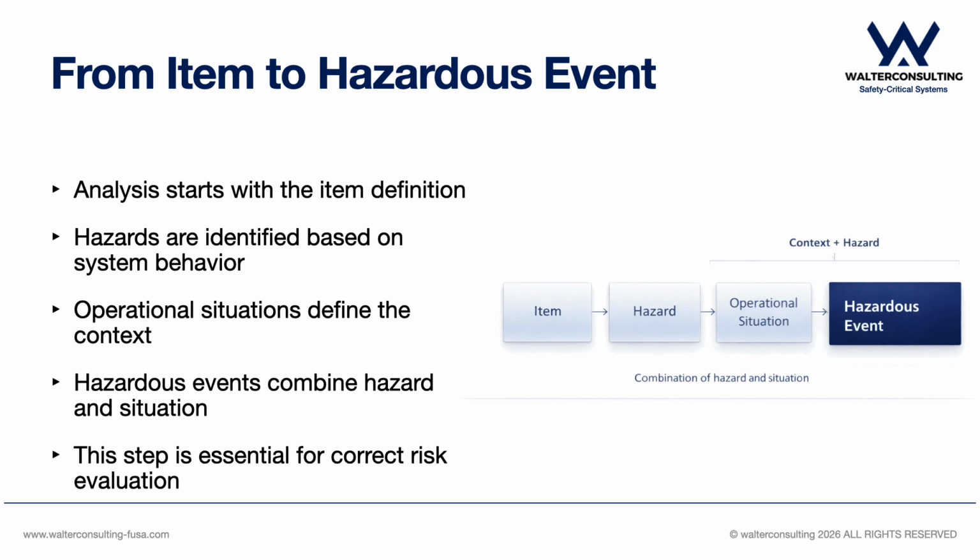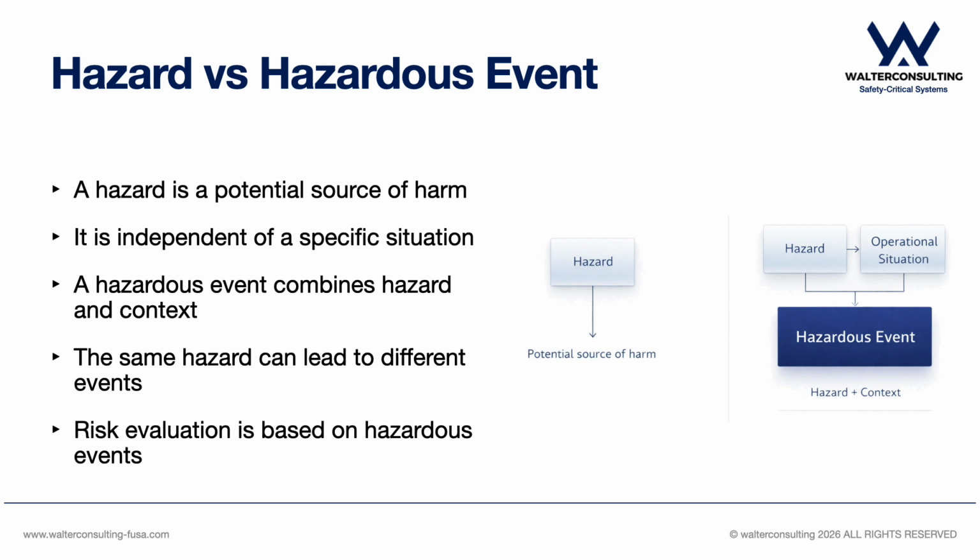But there is one distinction that is often misunderstood. What exactly is the difference between a hazard and a hazardous event? One of the most important distinctions in HARA is the difference between a hazard and a hazardous event. A hazard is simply a potential source of harm. For example, unintended braking. But this alone does not describe the full situation. To properly evaluate risk, we need context. This is where the operational situation comes in. For example, driving at high speed on a highway. When we combine the hazard with a specific situation, we get a hazardous event. And this is what engineers actually evaluate in HARA.